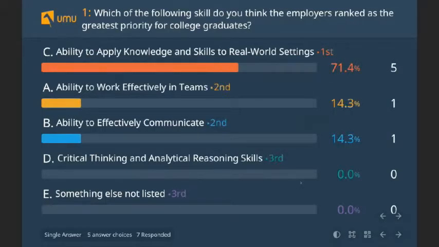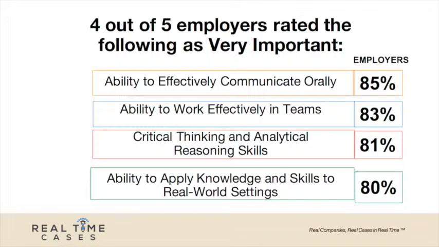Interesting. 5 of you chose C as the highest: the ability to apply knowledge and skills to real world settings. Are you guessing that one because of our name, Real-Time Cases, with real world? Interesting. The ability to work effectively in teams was ranked second, and then the ability to communicate effectively was ranked third. It's actually kind of interesting that you were picking that. Let's remember what you considered was number one, because I think you might be a little surprised. Let's go ahead and take a look at this.